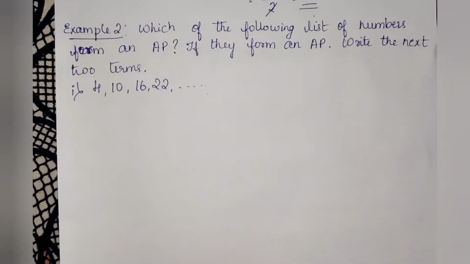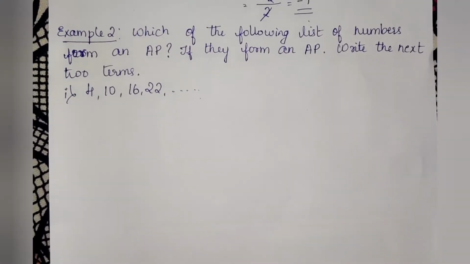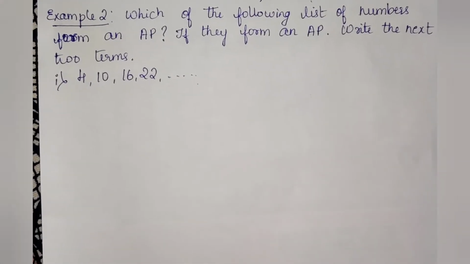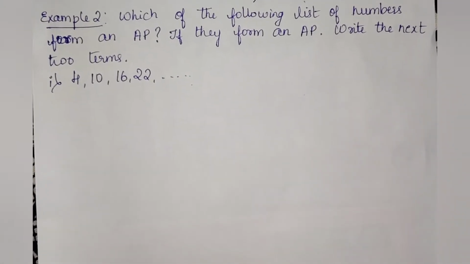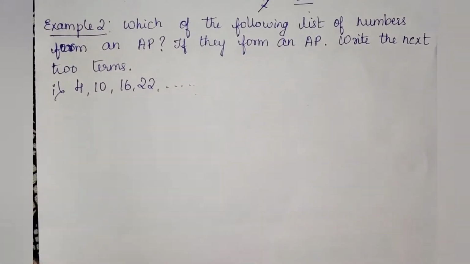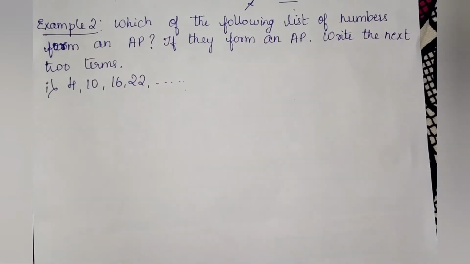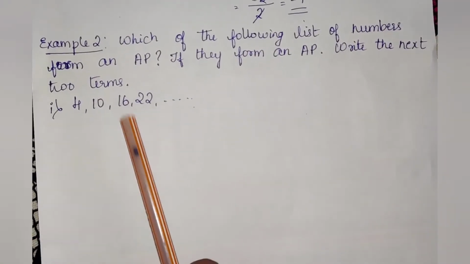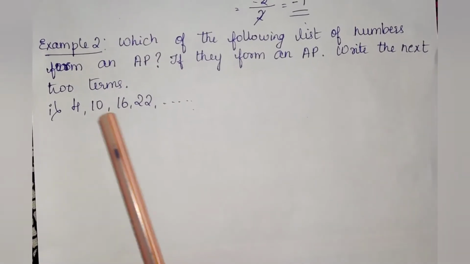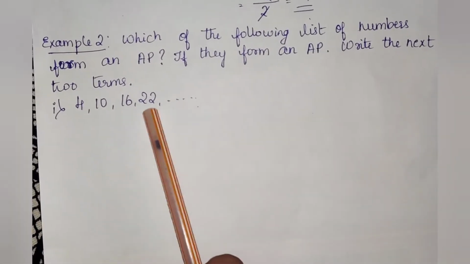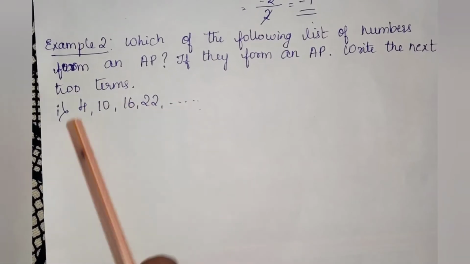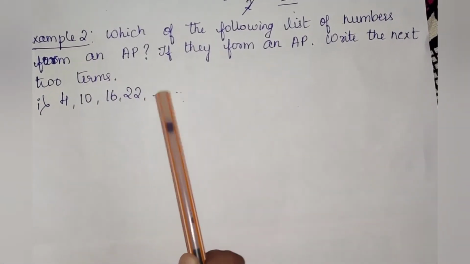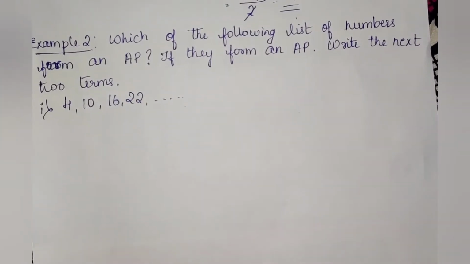Now let us see the second example. In your second example, they have given: which of the following list of numbers form an AP? If they form an AP, write the next two terms. So they have given just the series of numbers. You have to first find out whether it forms an AP or not. And if it forms an AP, we have to write the next two terms, that is, after 22 what we will get, and after that what we will get.